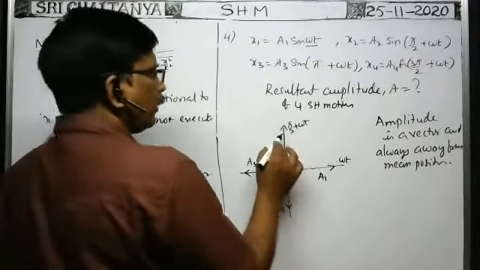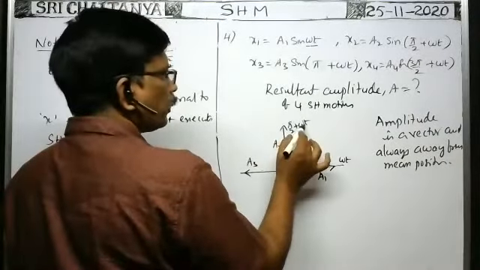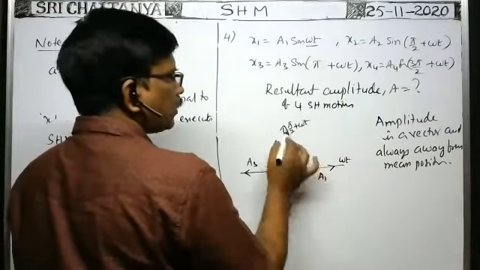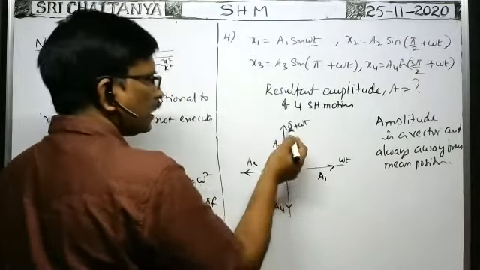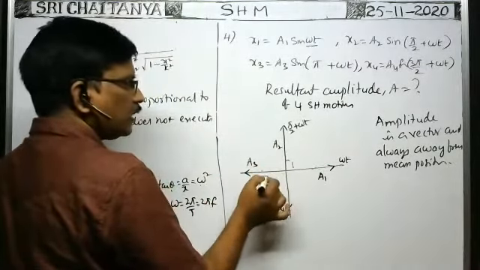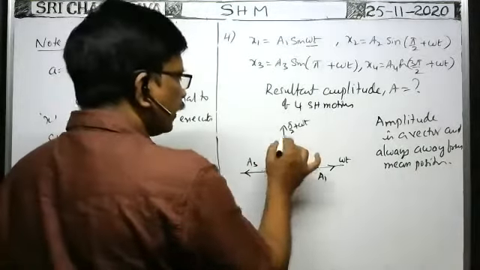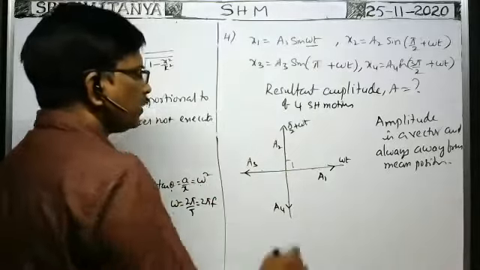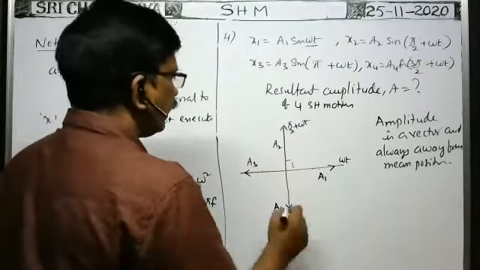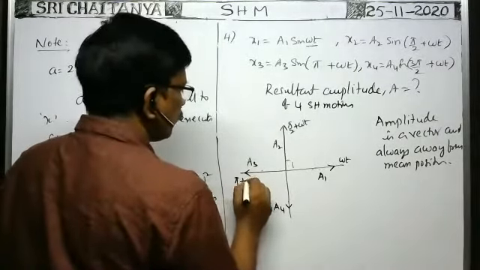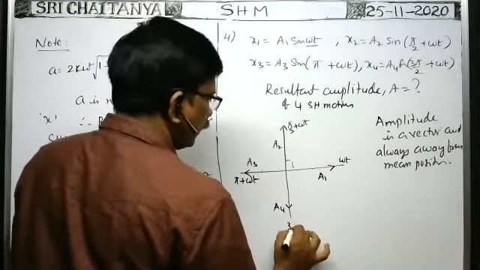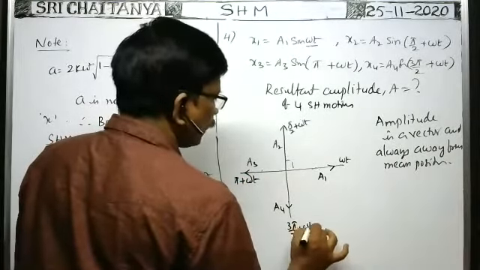Okay. The phase difference between these two is pi by 2 plus omega t minus omega t, which means pi by 2. So here 90 degrees is there. Phase difference between these two is pi by 2. Phase difference between these two is pi by 2. Now, if you see these two, here this phase angle is pi plus omega t, and this one is 3 pi by 2 plus omega t.